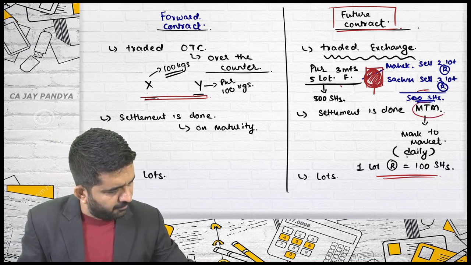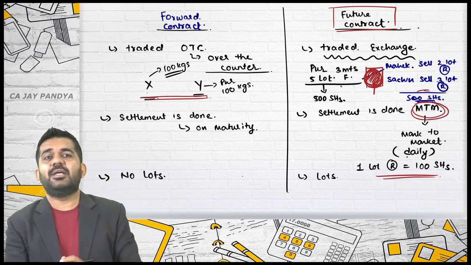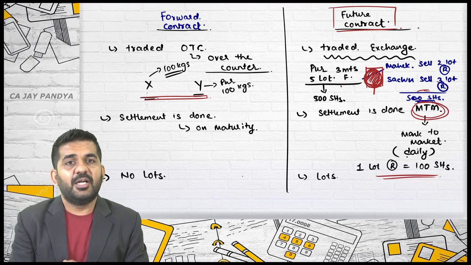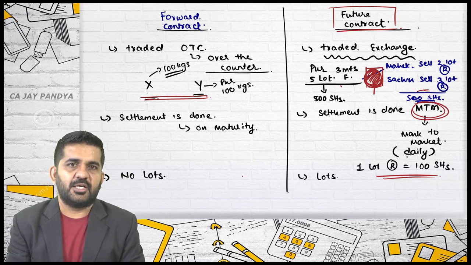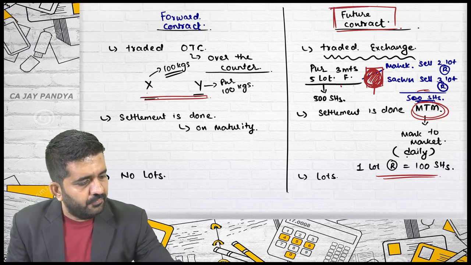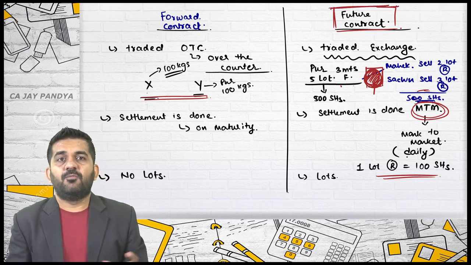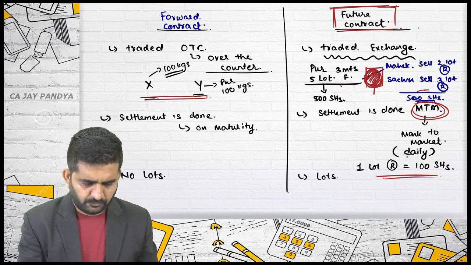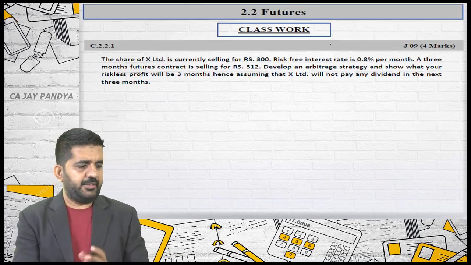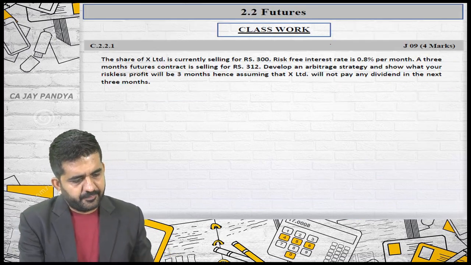This point, mark to market, where the settlement is done mark to market, we have not understood yet. We are going to understand it today. Future contract, forward contract. Let us go to one future contract question. This is a question of a future contract.